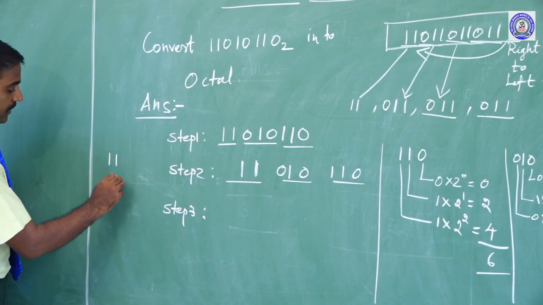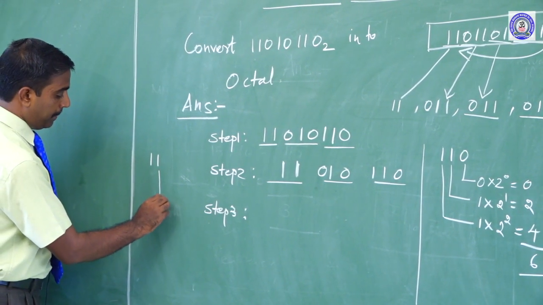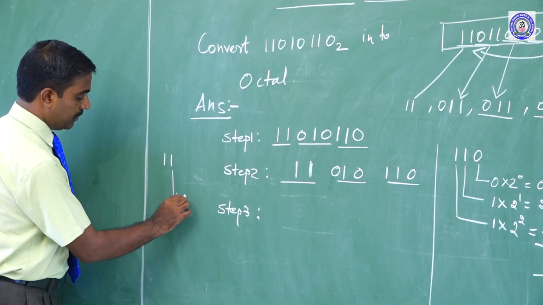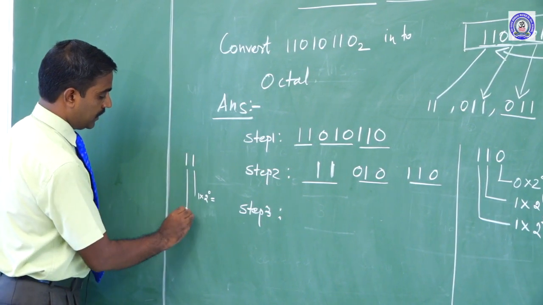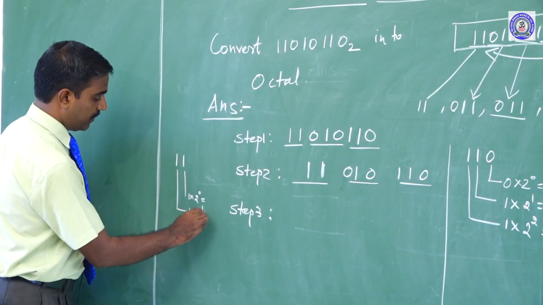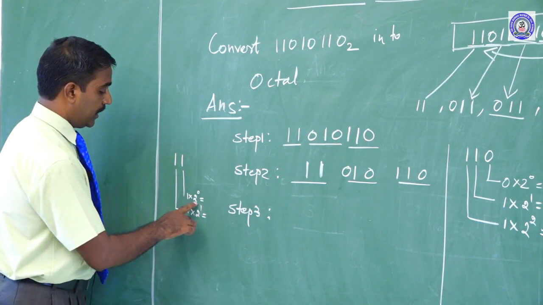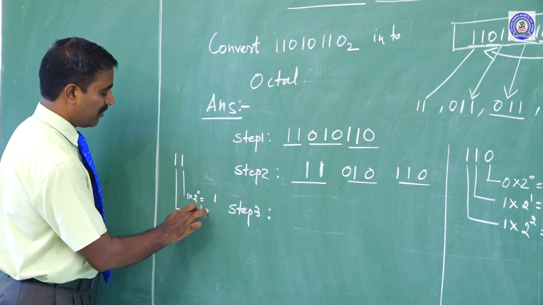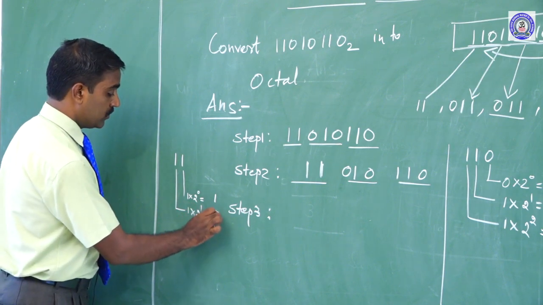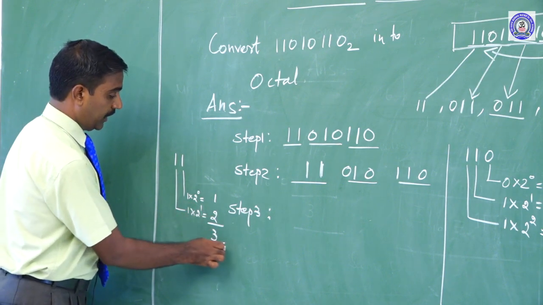And 1, here 1 into 2 to the power of 0. Here also 1 into 2 to the power of 1. So anything to the power 0 equals 1. That's why 1 into 1 is 1. So 2 to the power of 1 equals 2. 1 into 2 is 2. So 3.